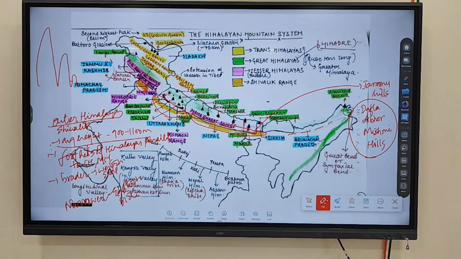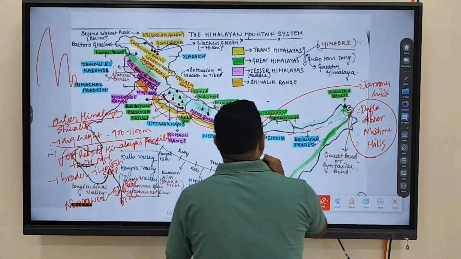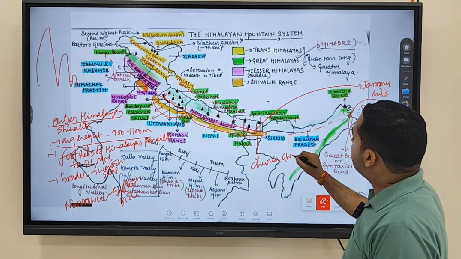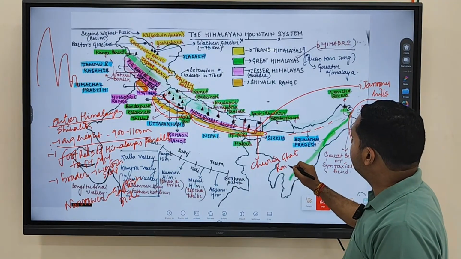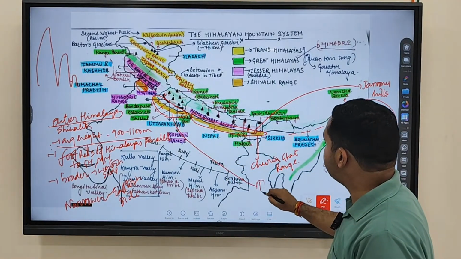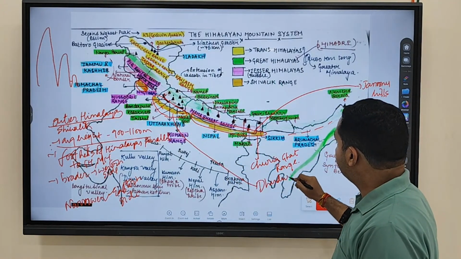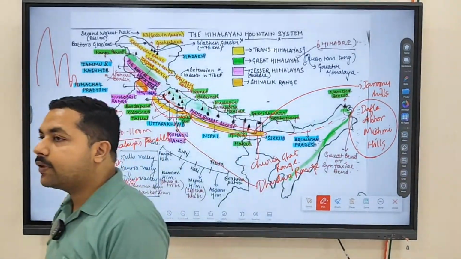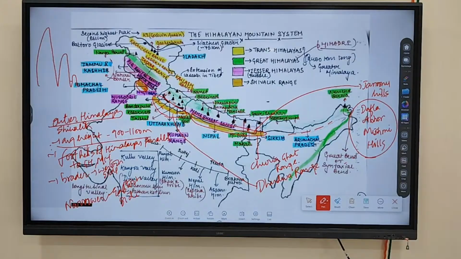Clear? In Nepal they are referred to as the Churia Ghat range. And here in UP they are referred to as the Dudhwa range. So in Nepal, the Churia Ghat range; in UP and Uttarakhand, the Dudhwa range.